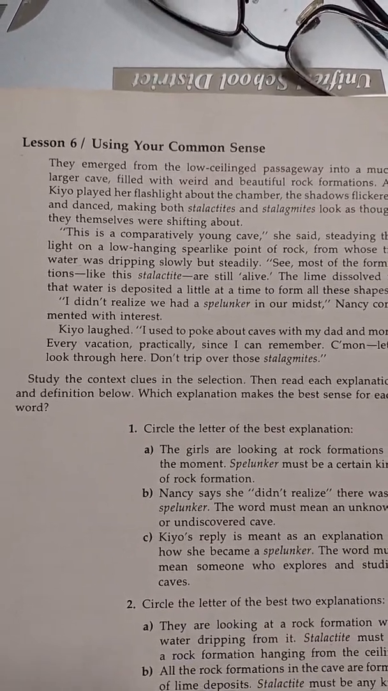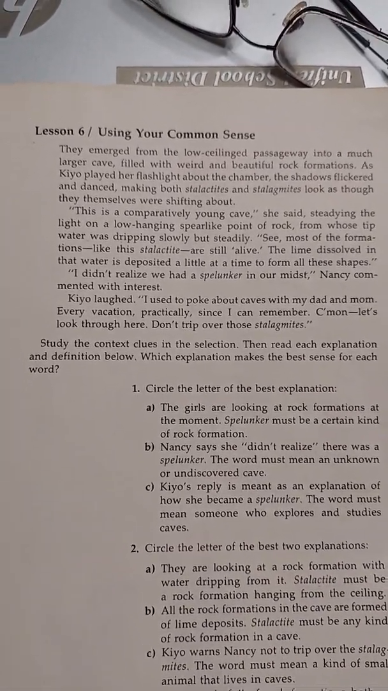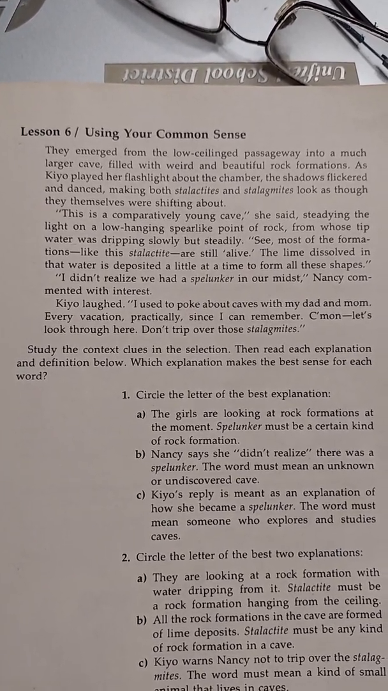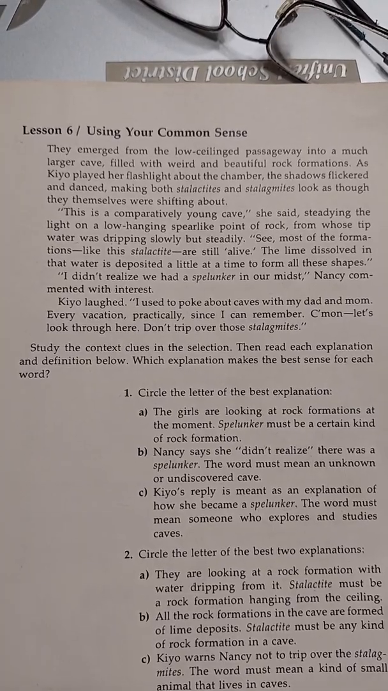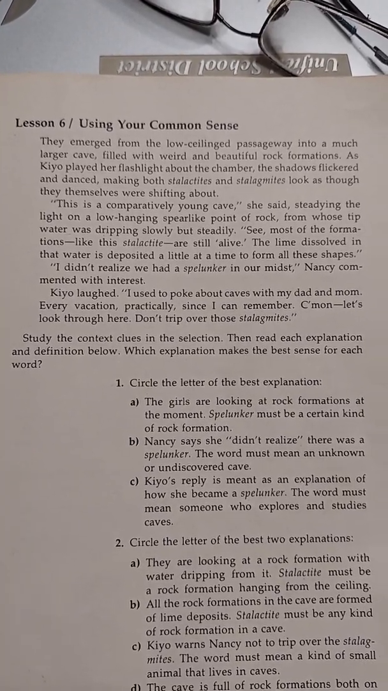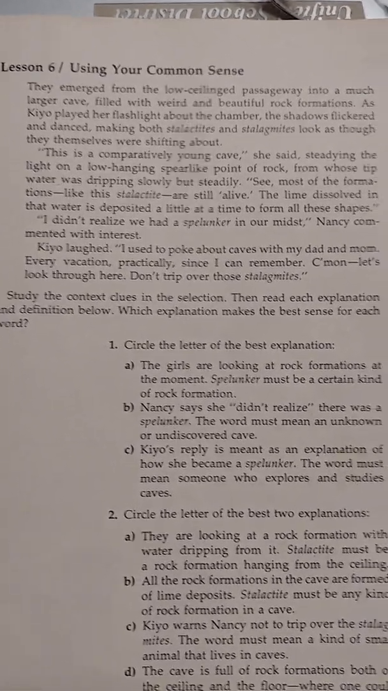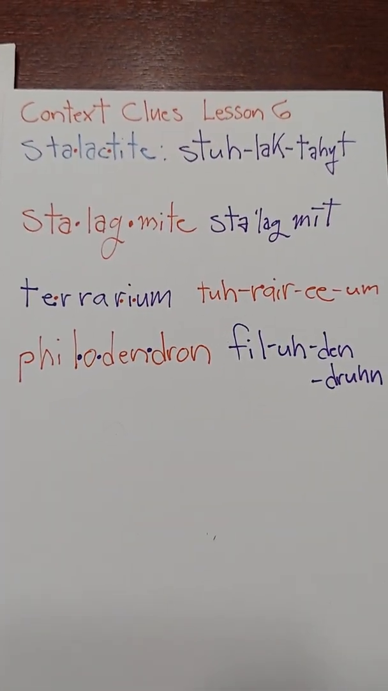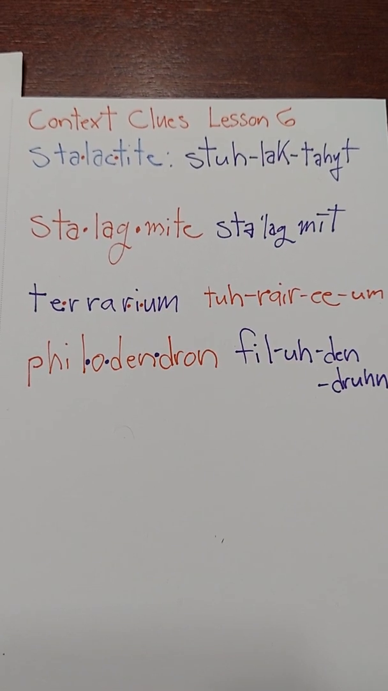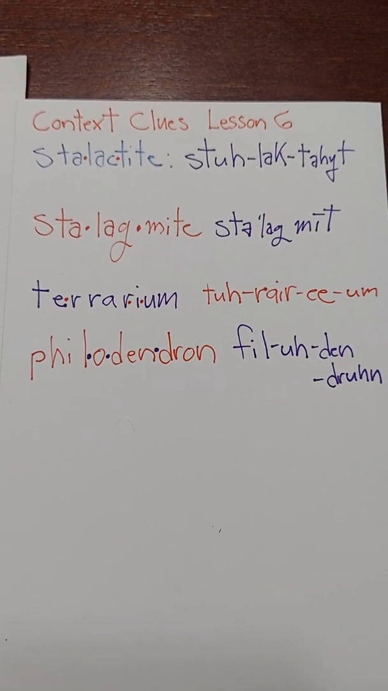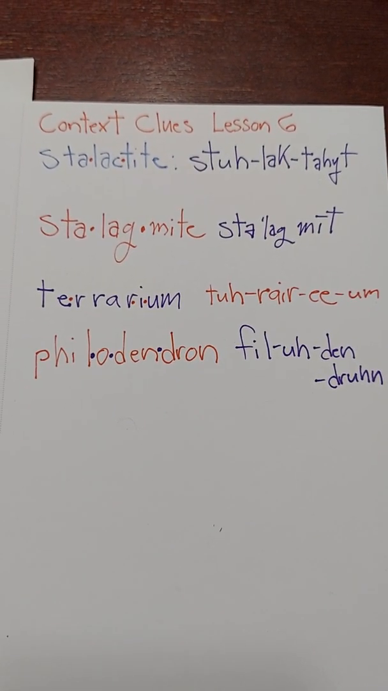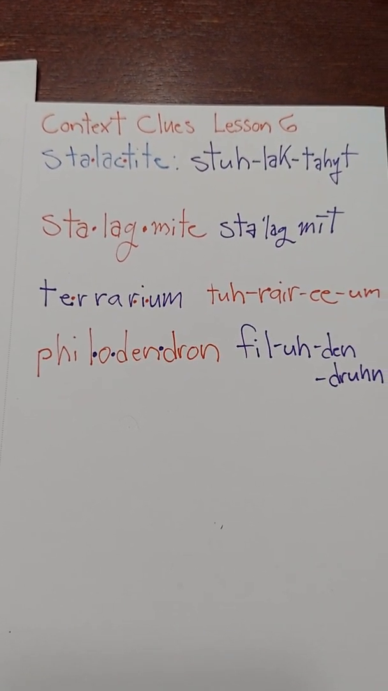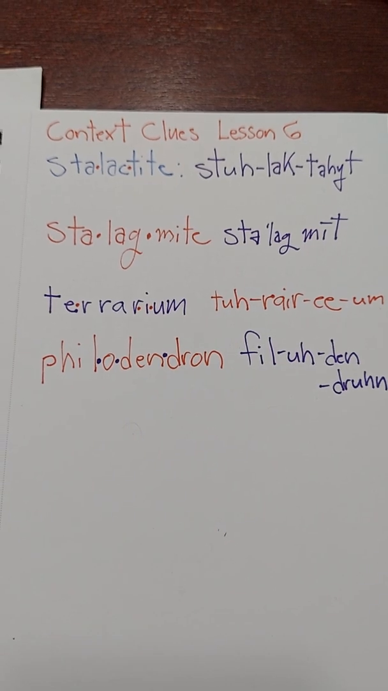Context clues, lesson 6. Using your common sense, which is such an important thing. But before we start the reading, let's look at some of our special words today. Context clues, lesson 6, right? So we have the word stalactite, which is three syllables. You see how it's spelled, stalactite.